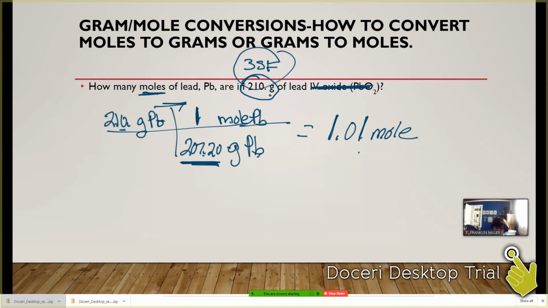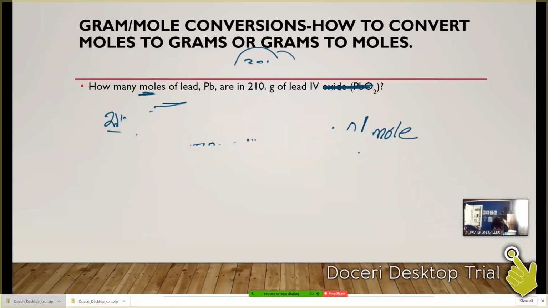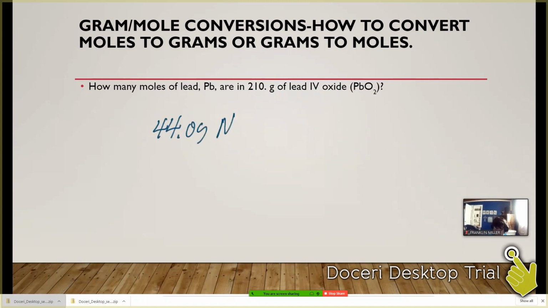All right, I wanted to show you one using a diatomic. So that's going to be the next one. You have it on your paper at the bottom, the one talking about nitrogen. It's not on this slide, but I'm still going to work through it. So on the very bottom, it says, how many moles of nitrogen are there in 44 grams of nitrogen? So I have 44 grams of nitrogen, and I am interested in how many moles of nitrogen.